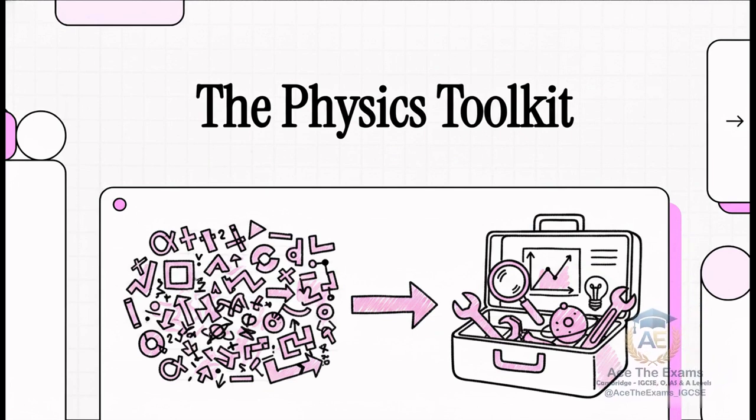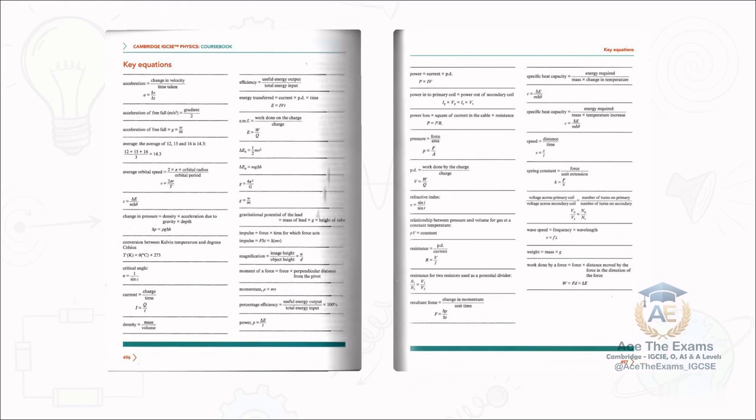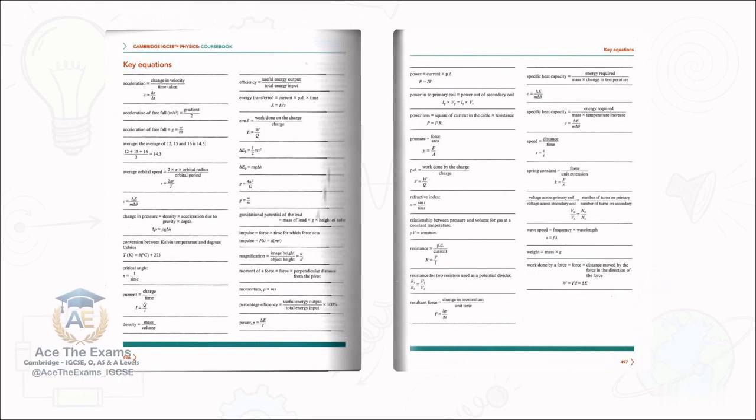Let's get started. First things first, I want to completely validate your feelings here. If you look at the raw syllabus sheets, especially for subjects like the 0625 syllabus, it looks exactly like a foreign language. It is quite literally a wall of equations scattered everywhere without any obvious flow. You've got acceleration, orbital speed, specific heat capacity, refractive index. They're all stacked on top of each other in a way that feels completely overwhelming. It's like a giant puzzle where all the pieces are the exact same color.